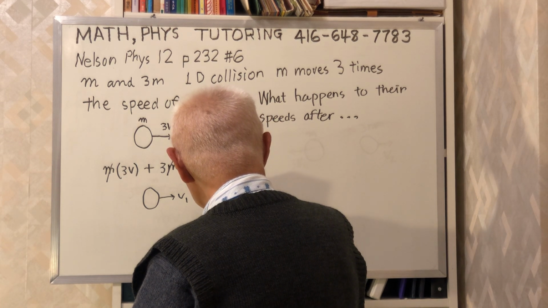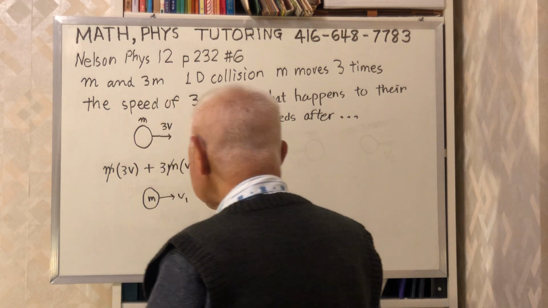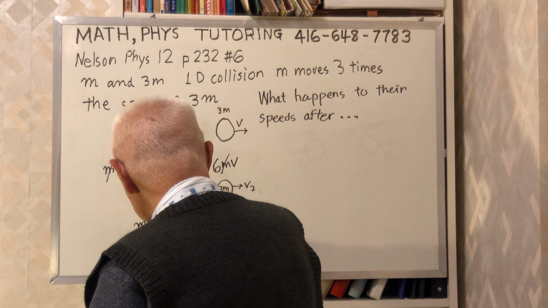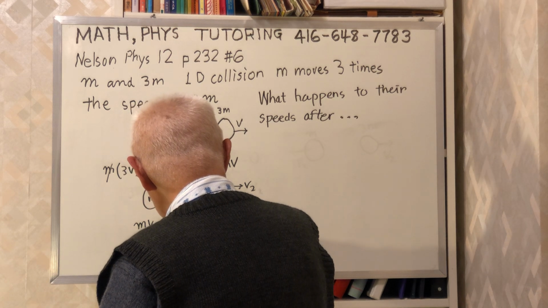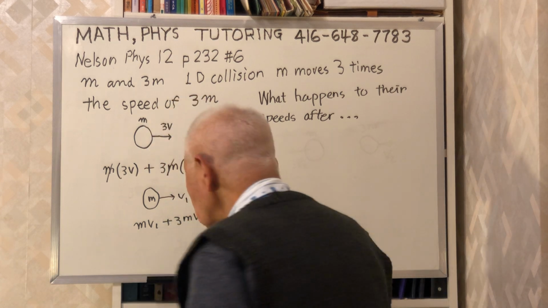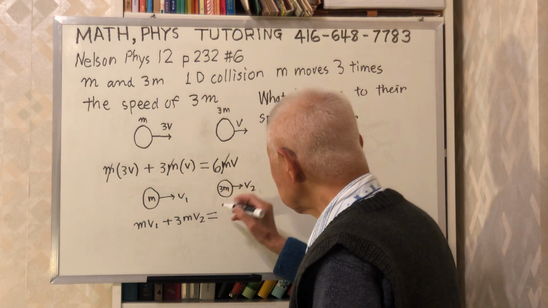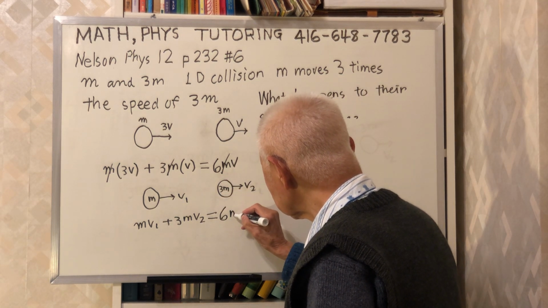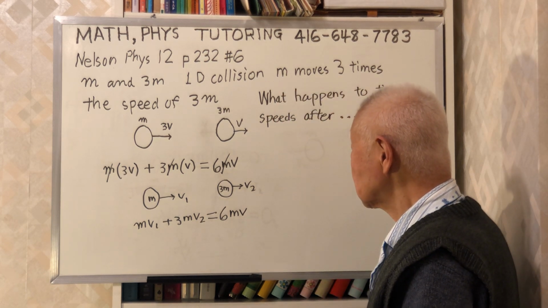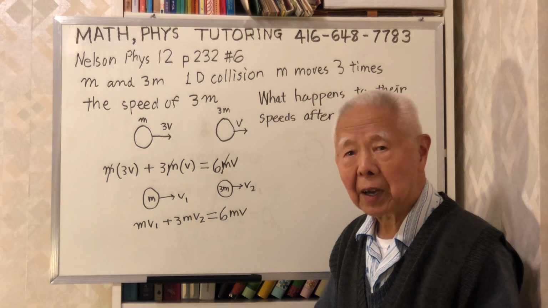And this is 3m and this is m. So afterwards, the momentum is mv1 plus 3mv2 equals the original momentum, 6mv. Okay. This is the original momentum. Now that's it. That's all I have.